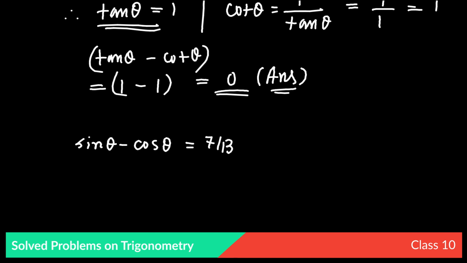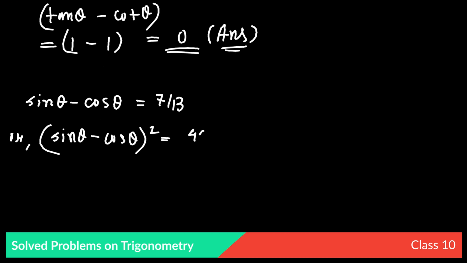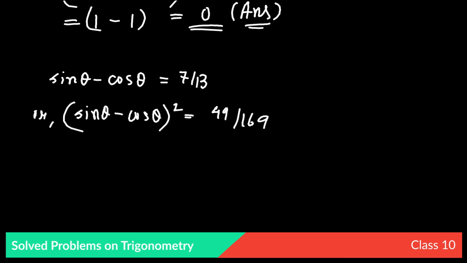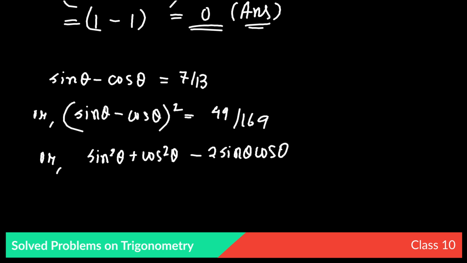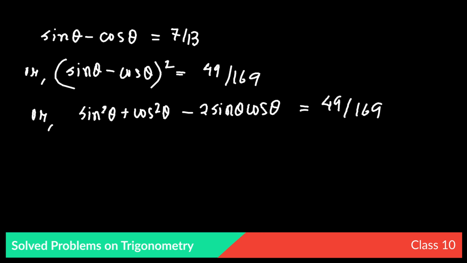We will first take the whole square of sine theta plus cos theta. So squaring both sides, sine theta minus cos theta whole square equals 7 square, which is 49, over 169. If you break this in the form of a minus b whole square, it is sine square theta plus cos square theta minus 2 sine theta cos theta equal to 49 by 169.